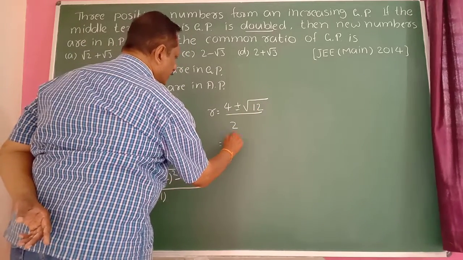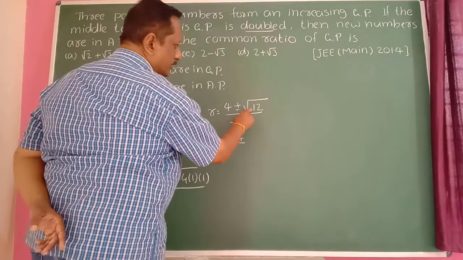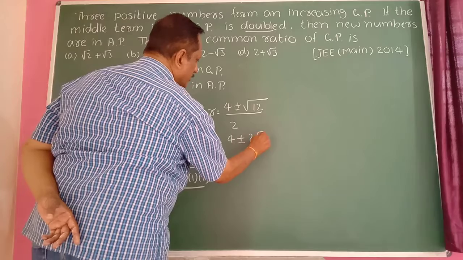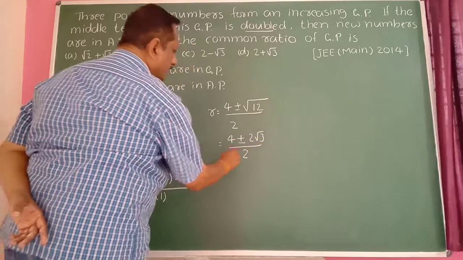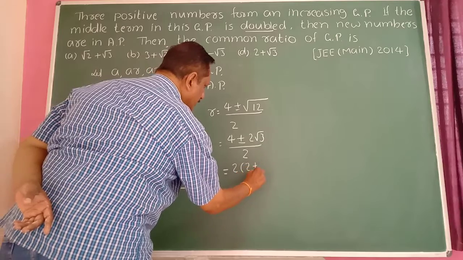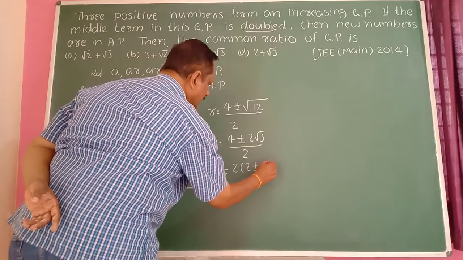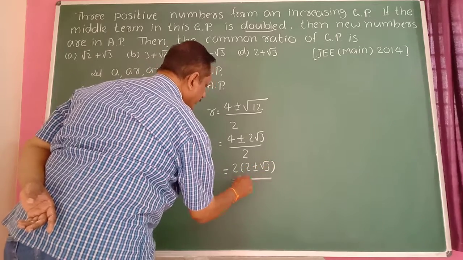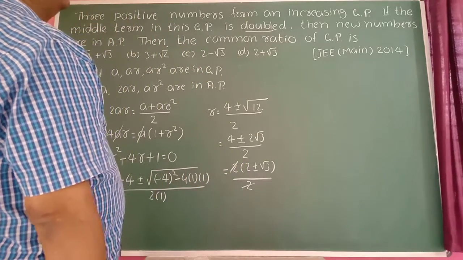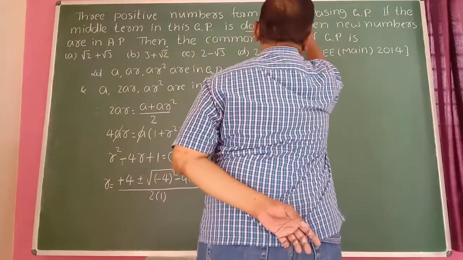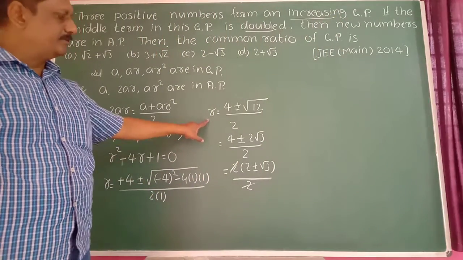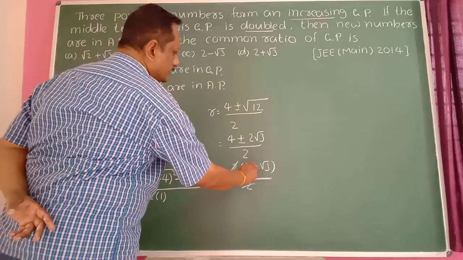Therefore, this is equal to 4 plus or minus square root of 12, which means 4 times 3 is 12, so 2 root 3, 2 root 3 divided by 2 here. 2 is the common factor here. Therefore, we get 2 plus or minus root 3 divided by 2. Then here they have given an increasing GP. Increasing GP means R should be a positive term here. So R is equal to 2 plus root 3 here.